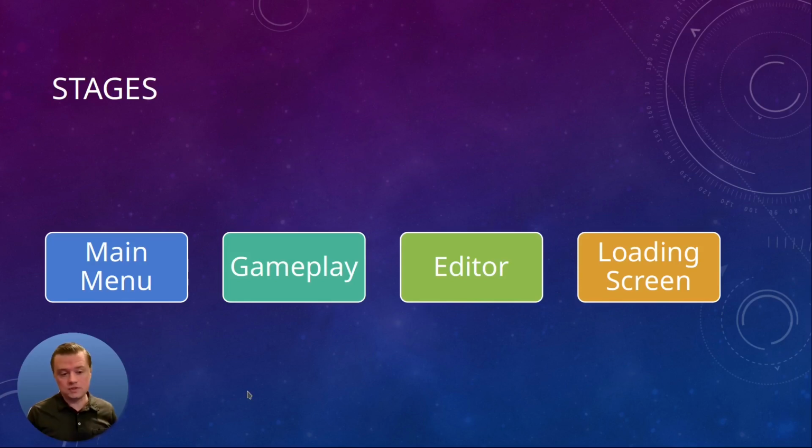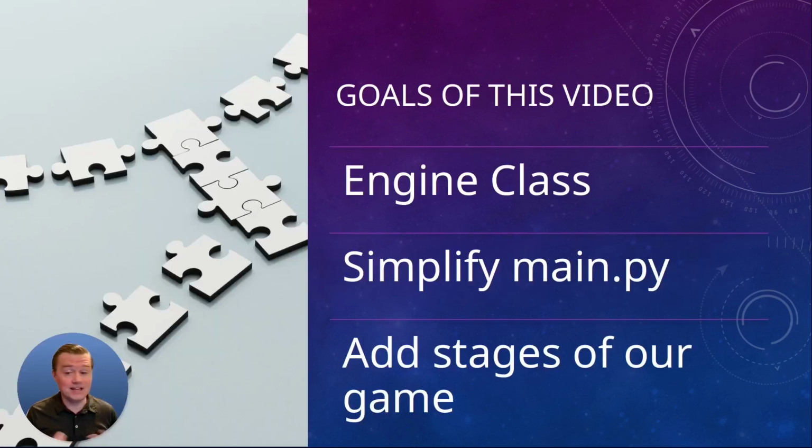In video games, you likely have different stages, such as the main menu, playing the game, or the loading screen, or even a level editor or something. In this video, we're going to create an engine class that will maintain our game loop and what stage we're at. In doing so, we're also going to simplify our main.py file, and we're going to add a stage just to test it. In the next video, we're actually going to add our main menu.